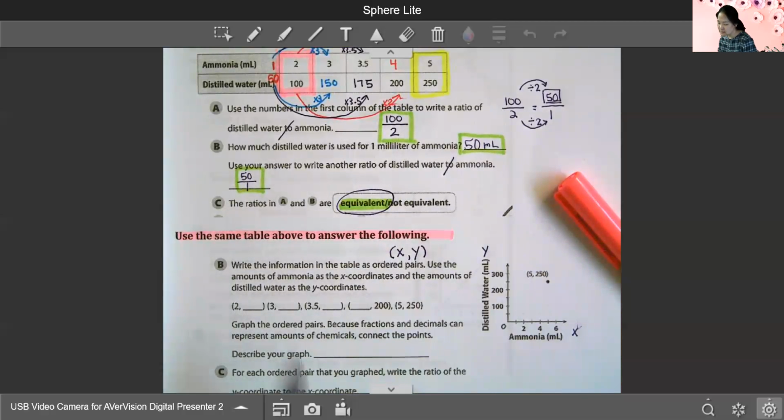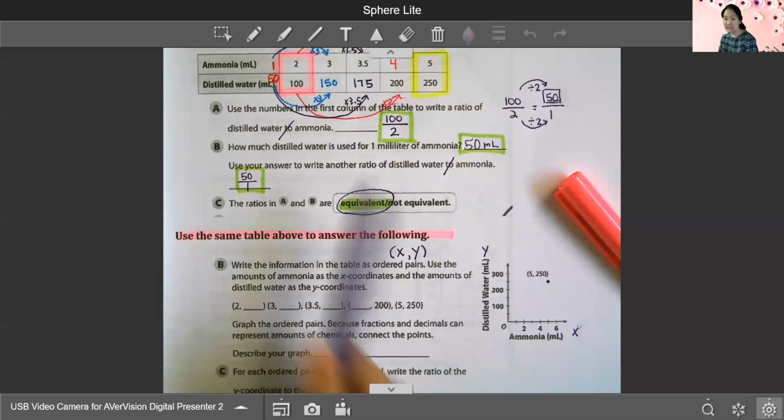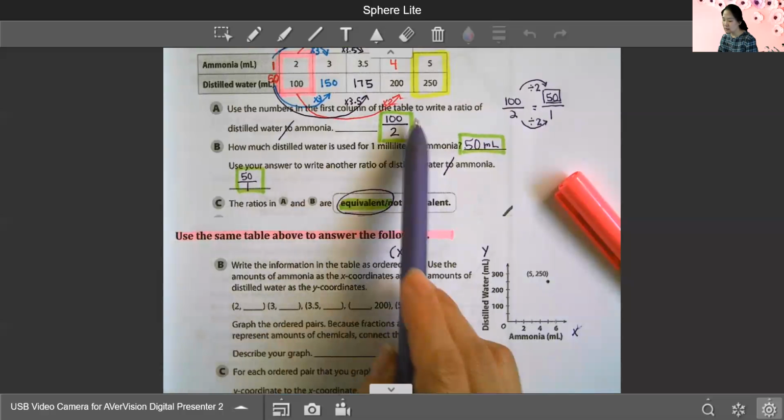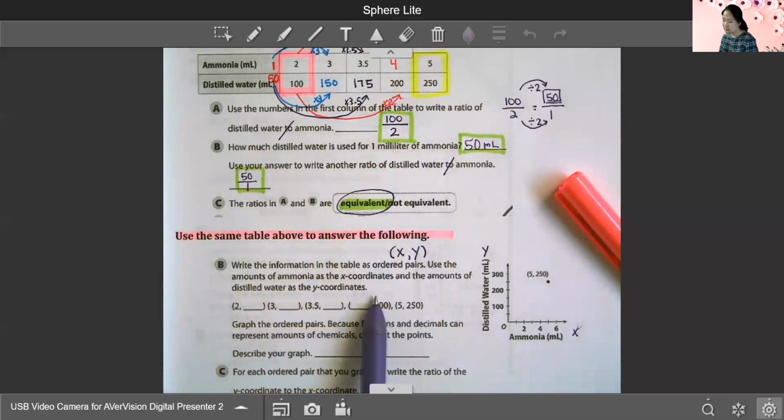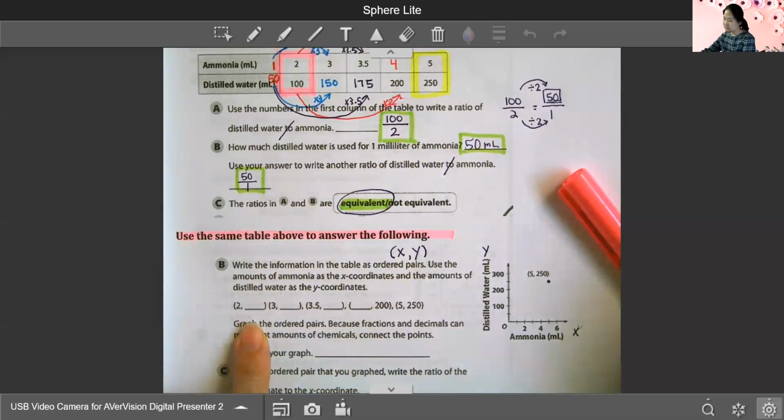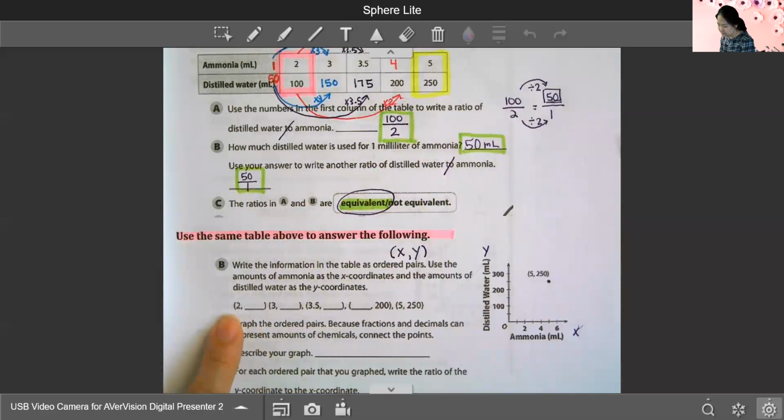Okay, so when it says write the information in the table as ordered pairs, use the amounts of ammonia as the x-coordinate. See, ammonia, x-coordinate, which is a first number this time. And the amounts of distilled water as y-coordinate, which is going to be now the second number. Okay, so on the top, they wanted the ratio of distilled water to ammonia. Here, they want x to be ammonia, y to be the distilled water. Okay, so let's go ahead and fill in the blanks right here. 2, comma.